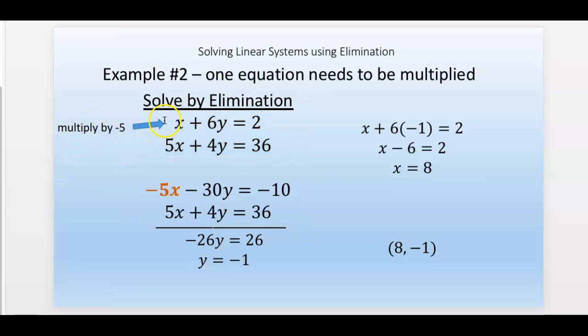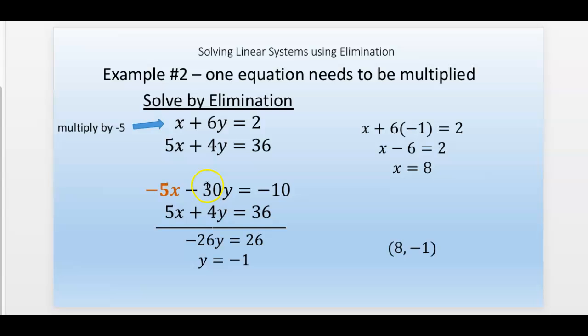If we multiply this top equation times negative 5, then this first term becomes negative 5x. And just make sure you multiply every term times negative 5. So the middle term becomes negative 30y equals negative 10. This is rewriting the top equation multiplied times negative 5.